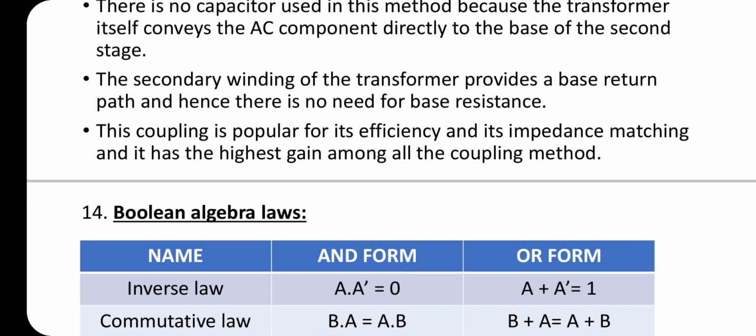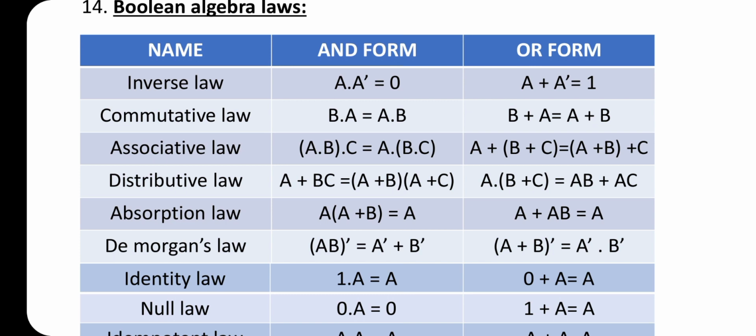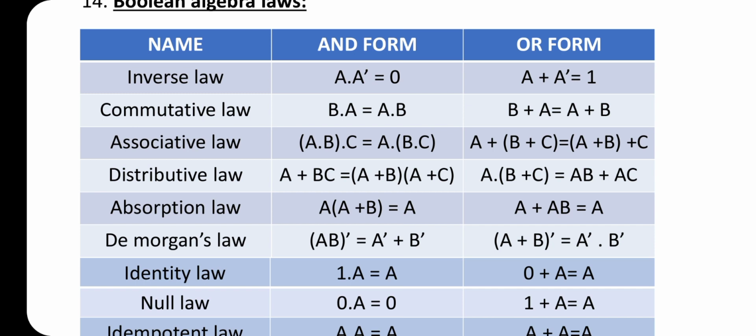Boolean algebra laws. Inverse law. In AND form, it is A dot A bar equal to 0, and in OR form, A plus A bar equal to 1. Commutative law. In AND form, it is B dot A equal to A dot B. In OR form, it is B plus A equal to A plus B.